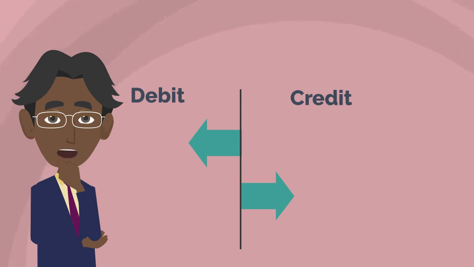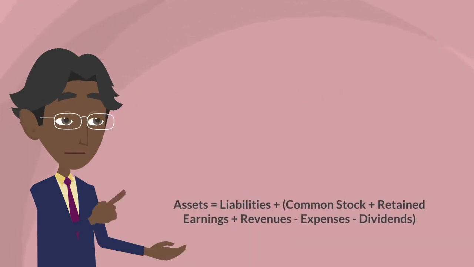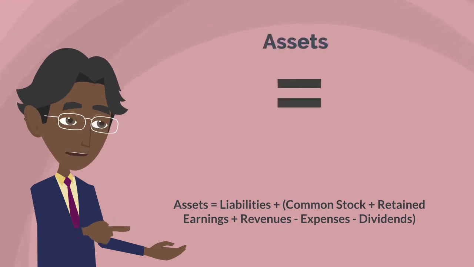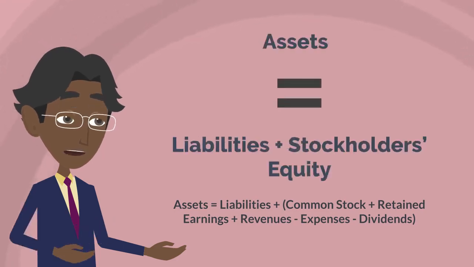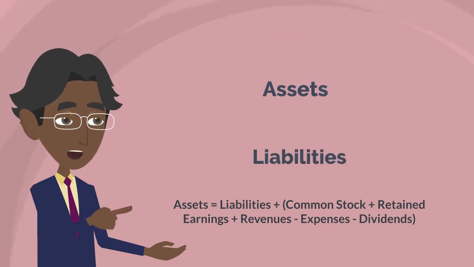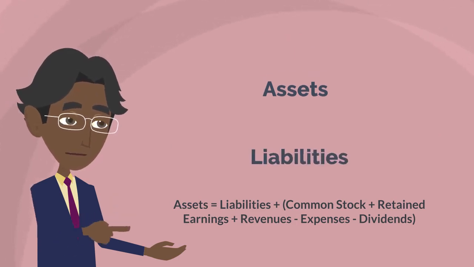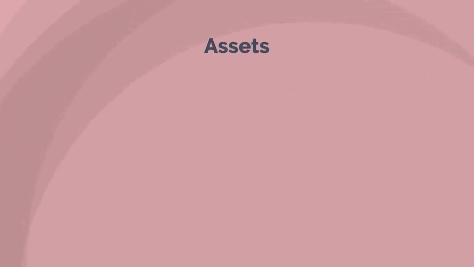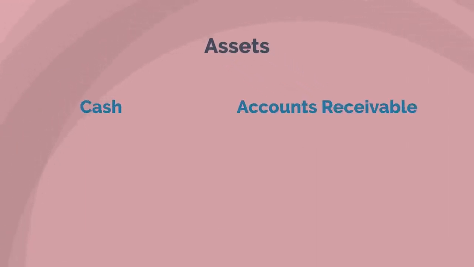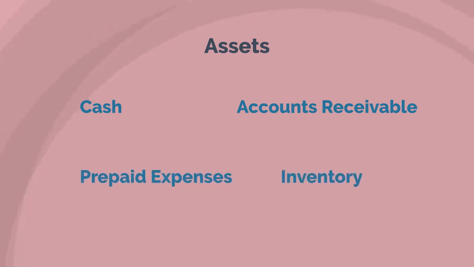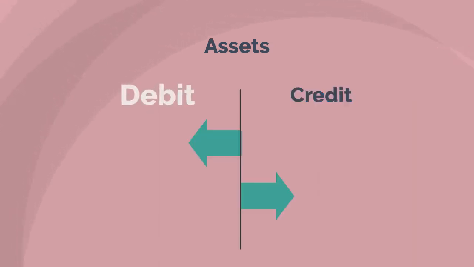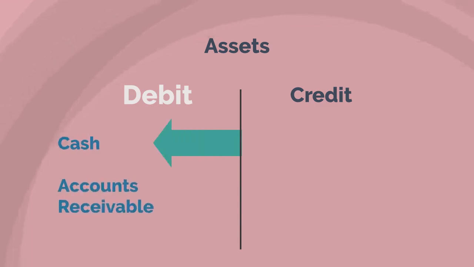So, which accounts will record increases to the debit side, and which ones will record increases to the credit side? Let's go back to our basic accounting equation, where we learned that assets equals liabilities plus stockholders' equity. And let's first take a look at asset and liability accounts. Asset accounts include accounts like cash, accounts receivable, prepaid expenses, inventory, and other assets the firm holds. All of these accounts will generally have a debit balance as a company accumulates cash, accounts receivable, and other assets during the period.